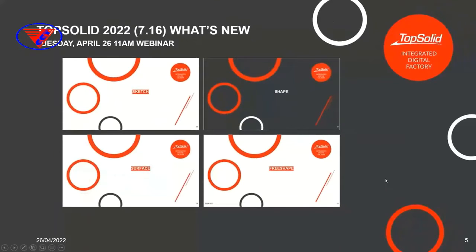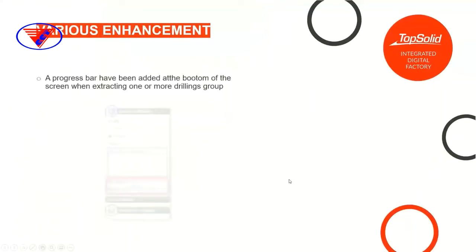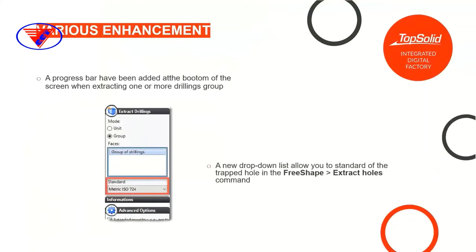All right, the last thing we have in this webinar anyways has to do with FreeShape. Okay, so let's go down into FreeShape. So these are just a couple of small improvements. First is a progress bar has been added at the bottom of the screen. So when you're extracting a bunch of drillings into a group, you have an idea of how long it's going to take to do so. Okay. The other option is a new drop-down list that allows you to choose the standard for tapped holes.